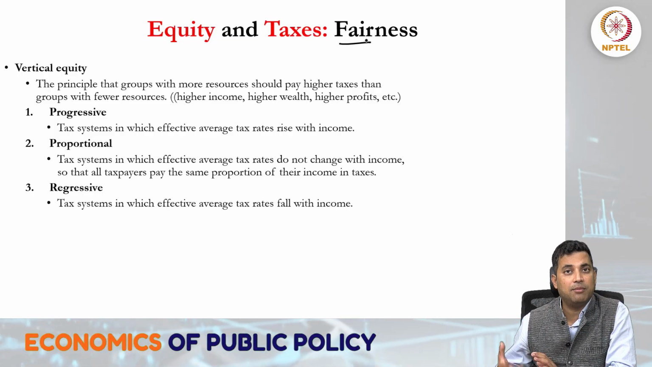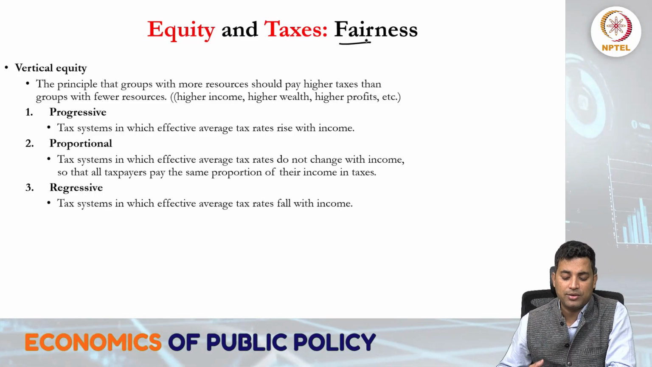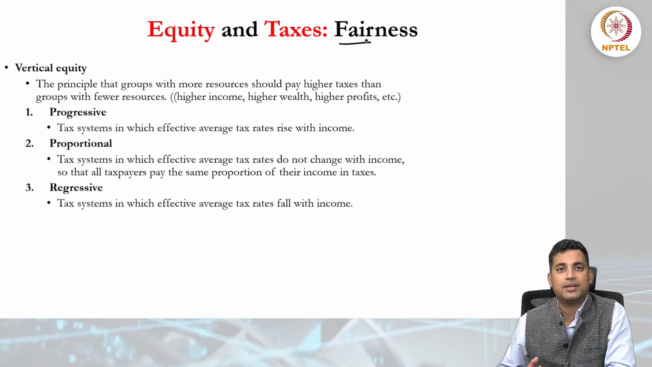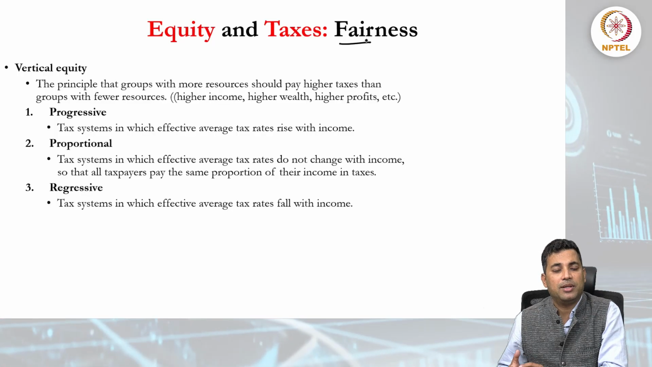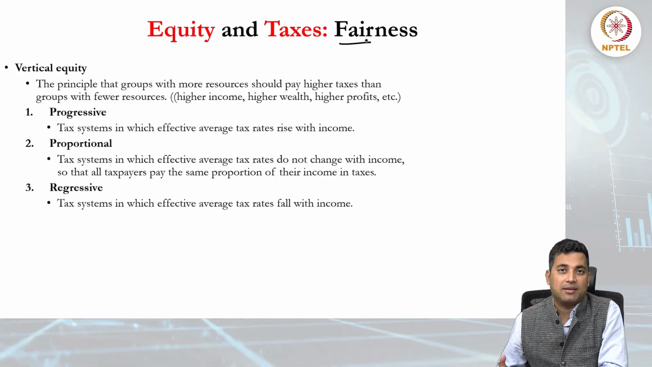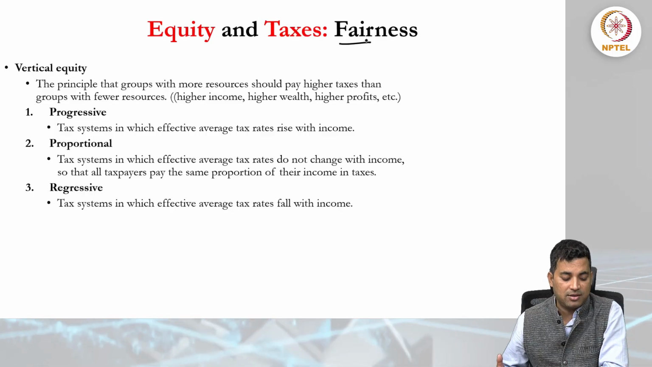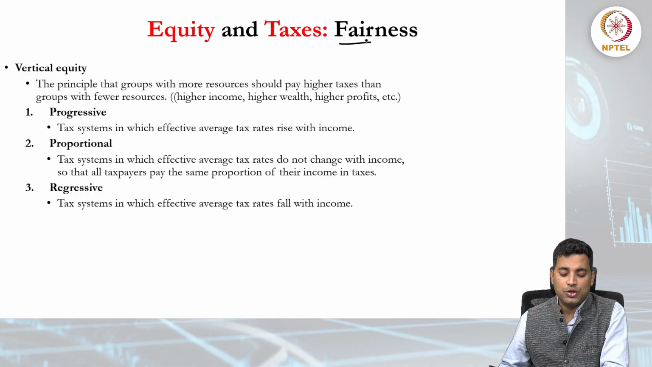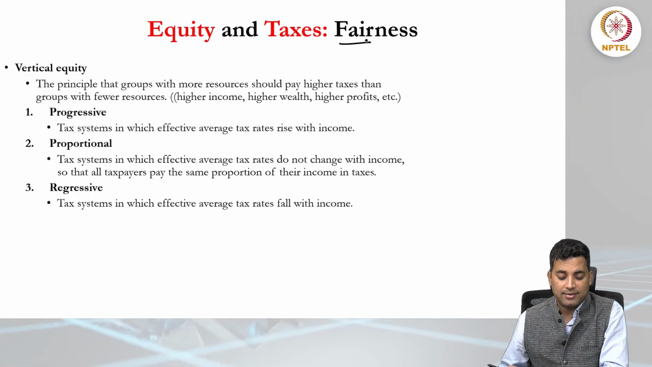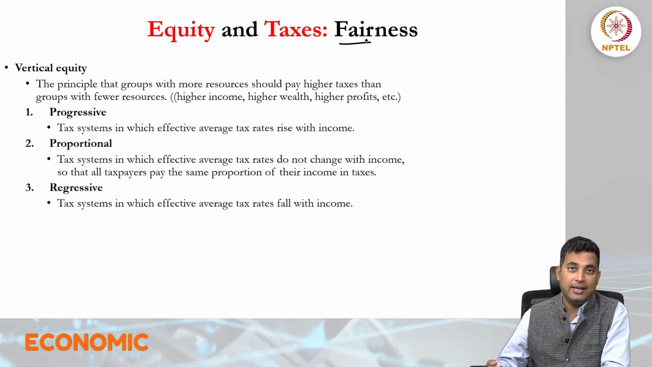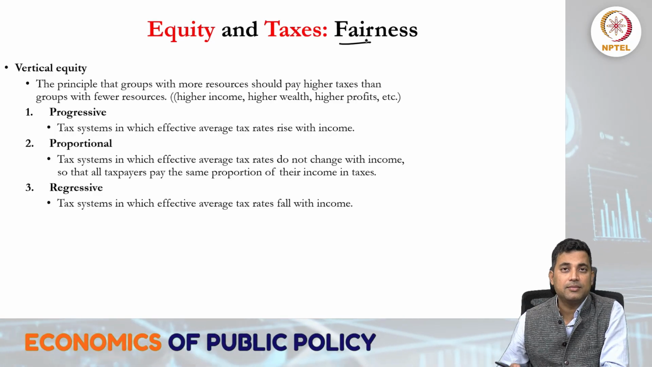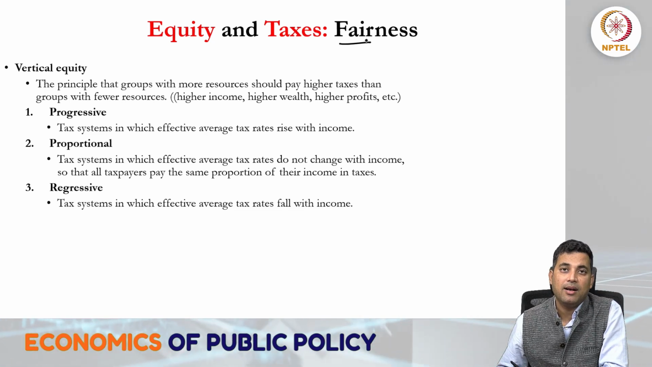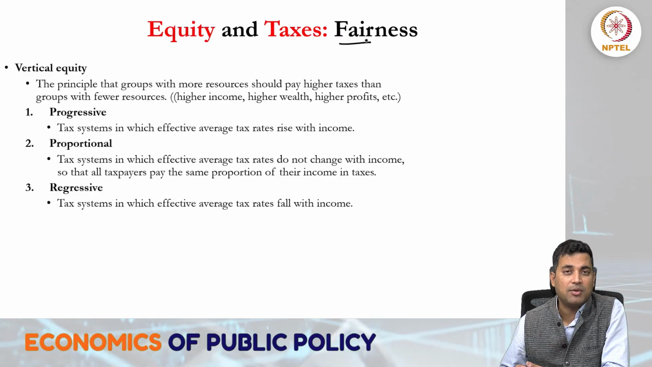The principle of vertical equity is that groups with more resources should pay higher taxes than the groups with fewer resources. I think we have been giving this example with regard to types of taxation, like progressive taxation or regressive taxation. So here, higher income groups should pay higher taxes, those with higher wealth or the elite should be paying more taxes, and the producers who have higher profit should proportionately pay higher taxes. These are the examples in the context of vertical equity.